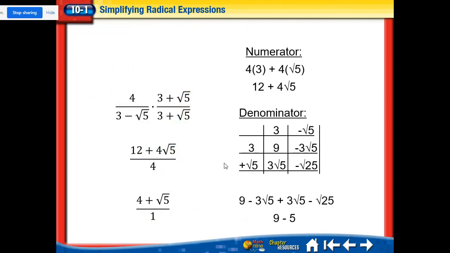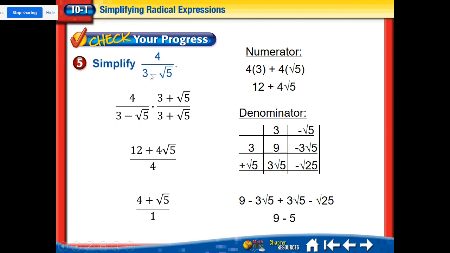All right, do another one. So here I have 4 over 3 minus the square root of 5, so I have to multiply by 3 plus the square root of 5. That's the conjugate. So looking at the numerator over here, I'm going to do 4 times each of those, which gives me 12 plus 4 root 5. For the denominator, I've got to Punnett square it.